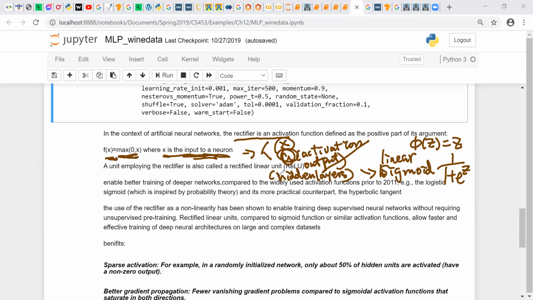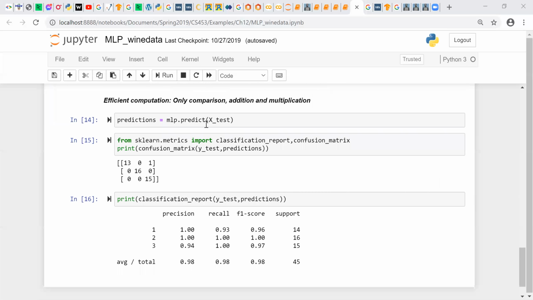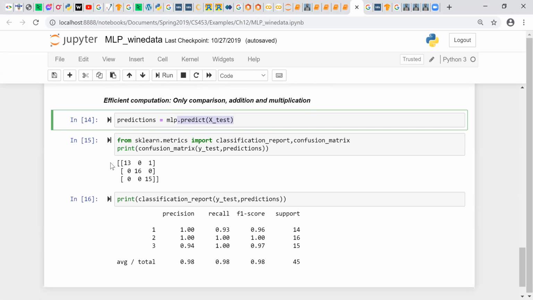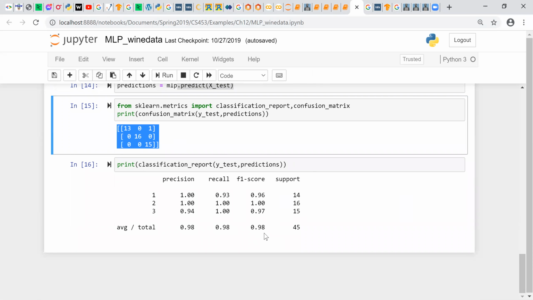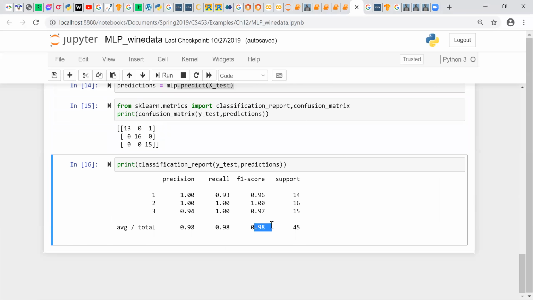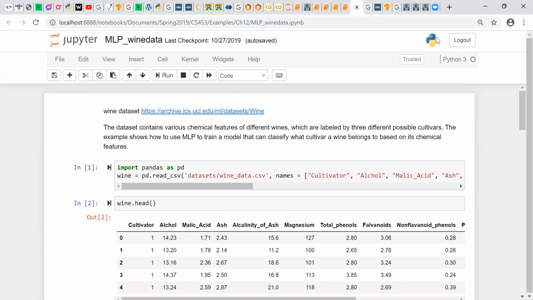So anyway, that's the rectified linear unit, ReLU. You see this a lot in deep learning. Then we can just do prediction, and you can also classify and collect the performance using a confusion matrix and accuracy. Here we can see the result is pretty good, 98. So that is this one, pretty simple.